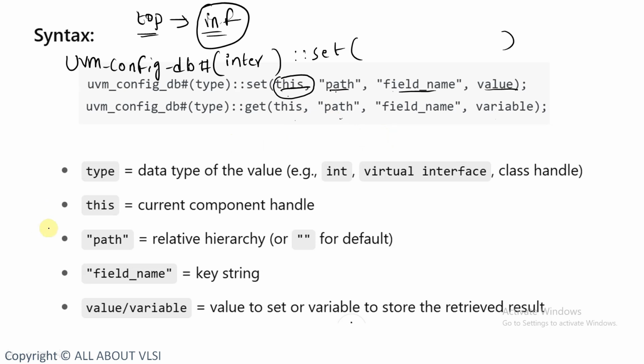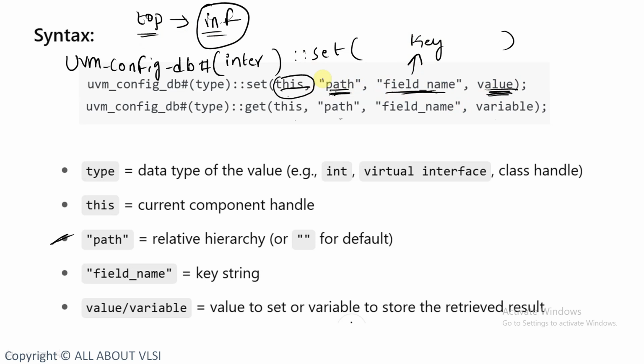Coming to the next, path. Using this path, we are going to specify which components can access this particular data which the top level component is sending. Followed by the field name, this is your key. And this is the actual value which you are going to send. So this is how we are going to send the data.